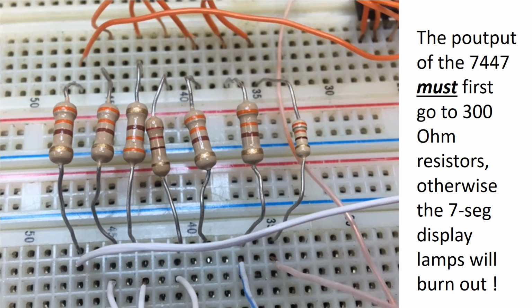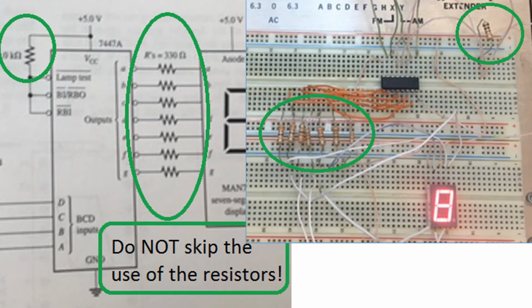Do not connect the 7-segment display directly to the power supply on the digital trainer or any other power supply. You've got to have the 330 ohm resistors between the LEDs on the 7-segment display and power. And you can see those here in your lab assignment, and I've circled them in green. Do not skip the use of any of those resistors.